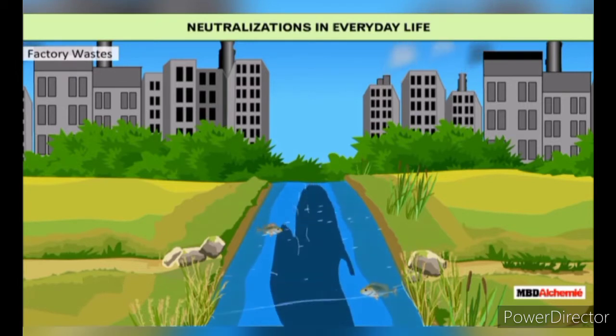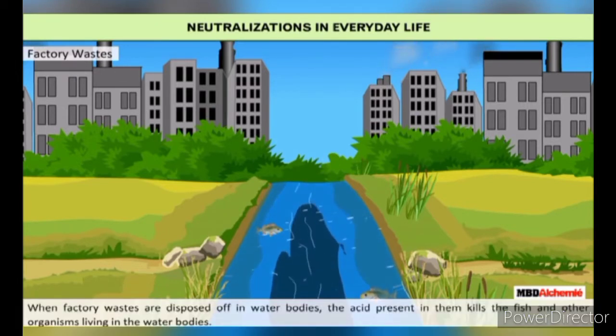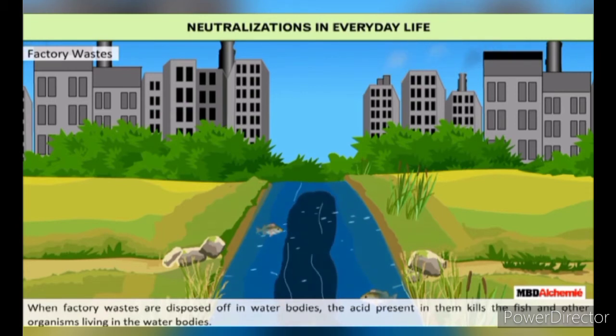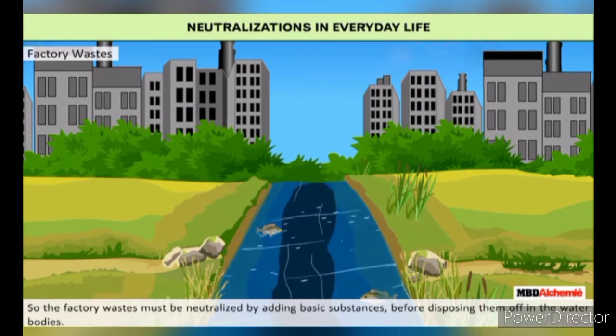Factory wastes. When factory wastes are disposed of in water bodies, the acid present in them kills the fish and other organisms living in the water bodies. So, the factory wastes must be neutralized by adding basic substances before disposing them off in the water bodies.